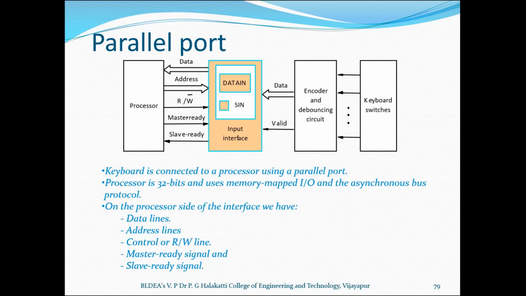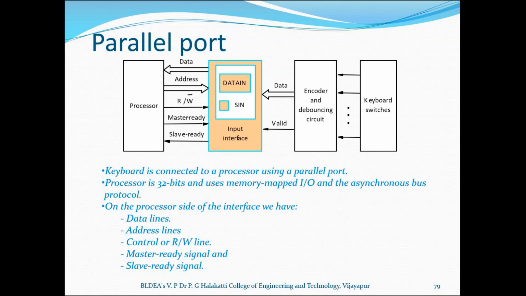We will have a look at the design of a parallel interface for a keyboard. Now we have a circuitry which has an 8-bit input port, an 8-bit output port, and a combined general purpose 8-bit parallel port. The interface circuitry is assumed to be connected to a 32-bit processor that uses memory mapped I/O and a synchronous bus protocol.